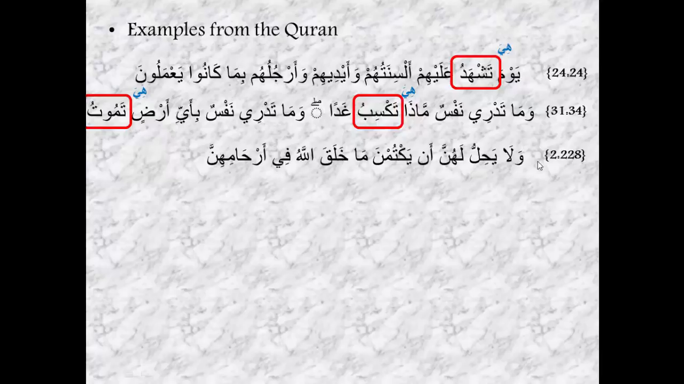Taken from Surah Al-Baqarah, we have, and it is unlawful, ولا يحل, for them to conceal what Allah has created in their wombs. So here we have an example, yaktumna, yaf'ulna, yaktumna, yaf'ulna. This is a conjugation for hunna, referring to a group of females. For them, the females, to conceal. ما خلق الله في أرحامهن, what Allah has created in their wombs.